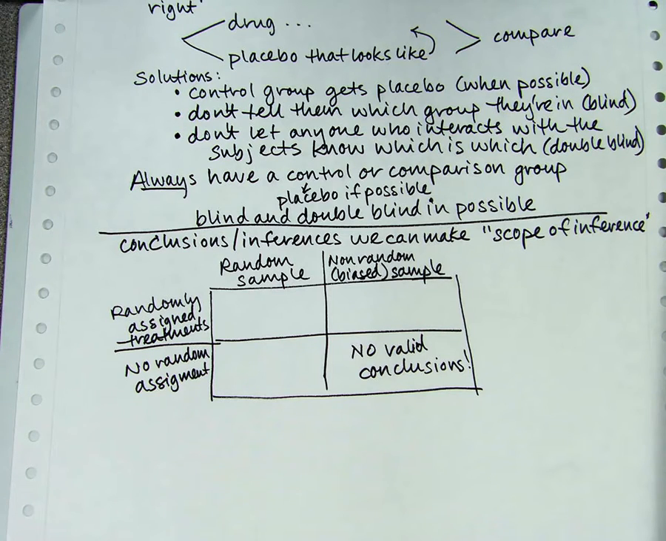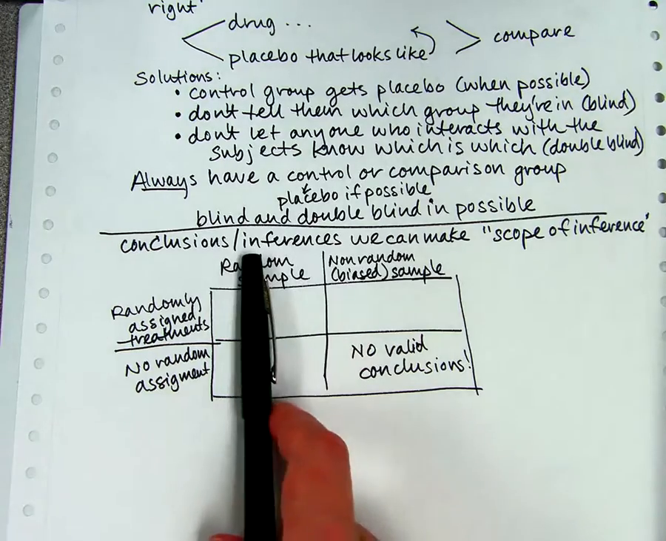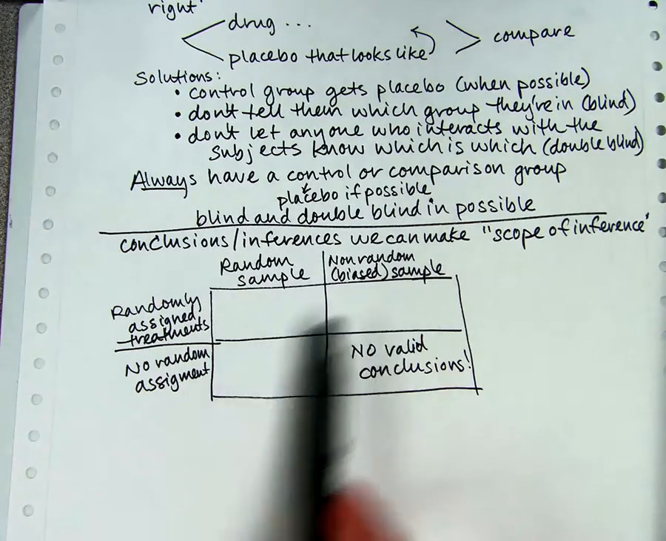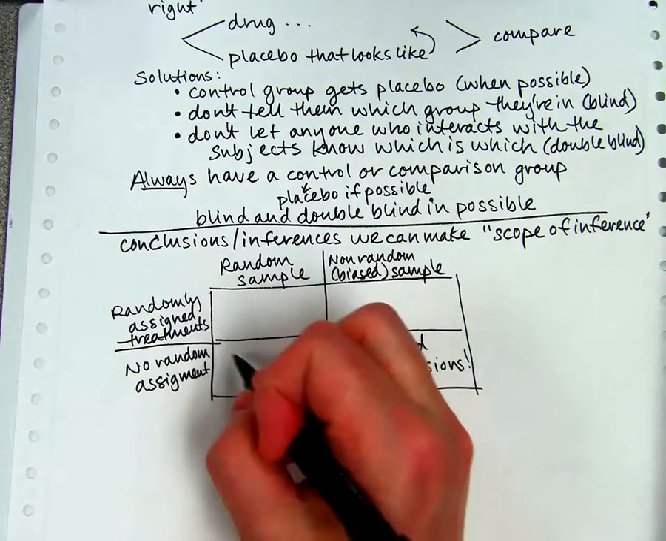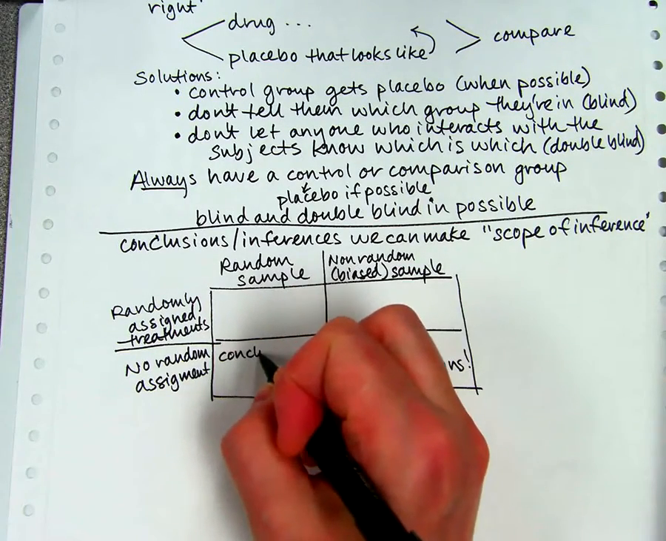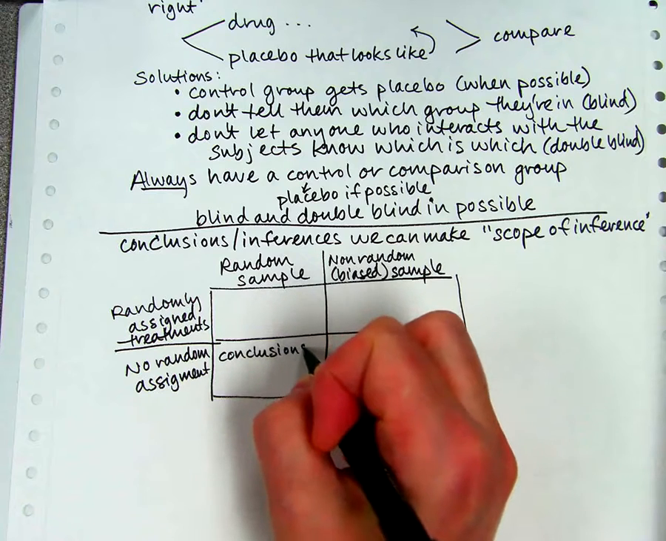But what's usually done is either people do a random sample or randomly assigned treatments. These are the two most common. So if you do a random sample from a population, you can make conclusions about the larger population that you took the sample from.